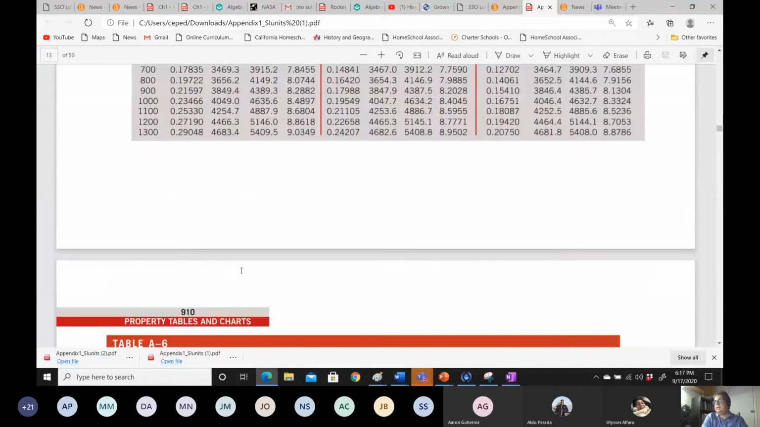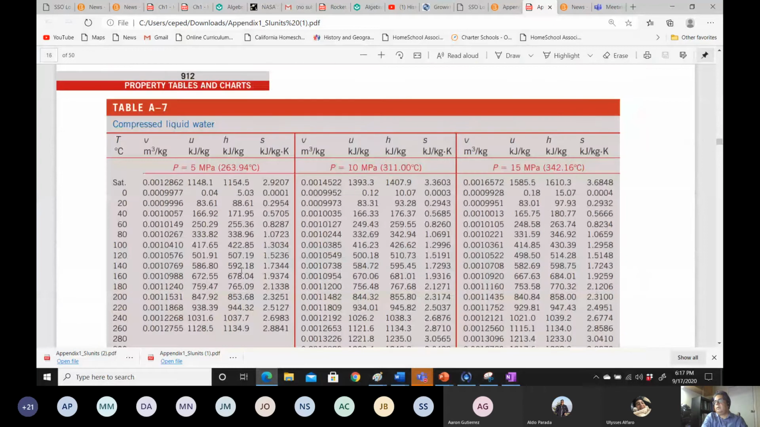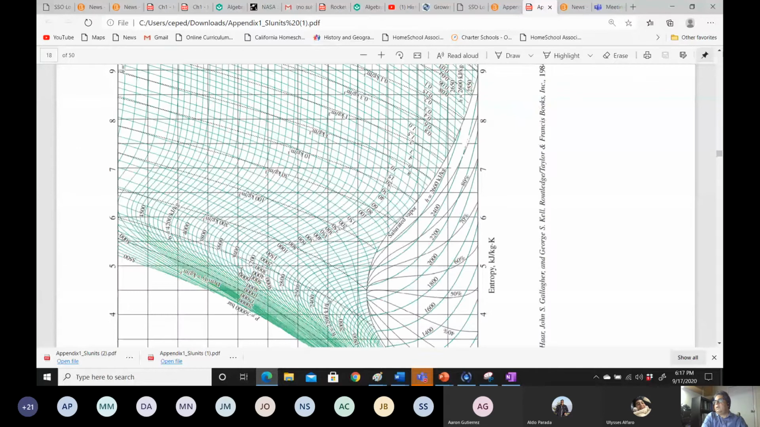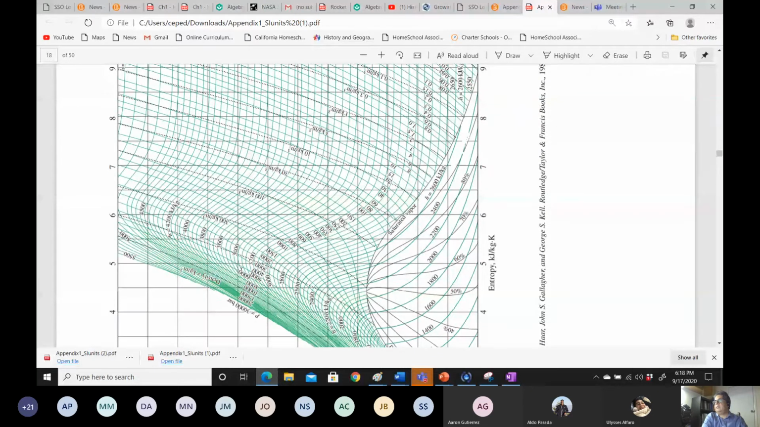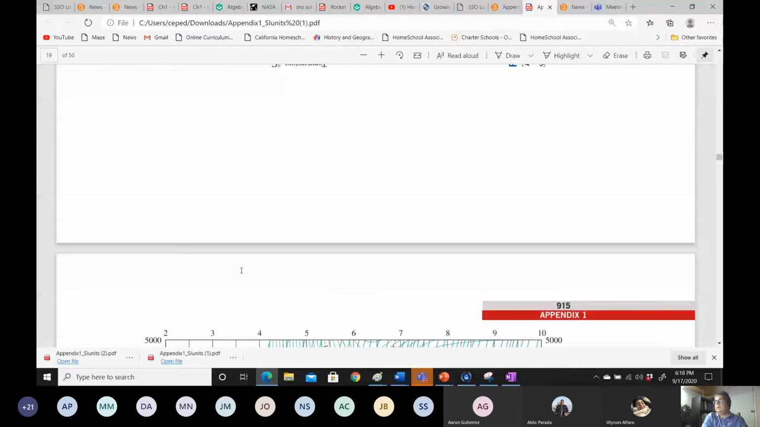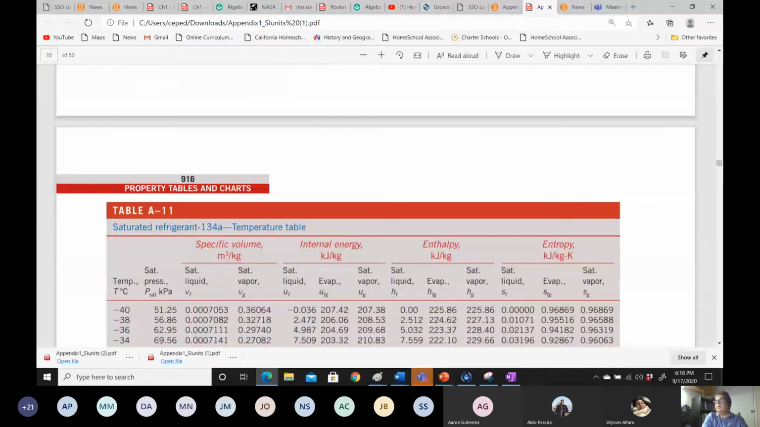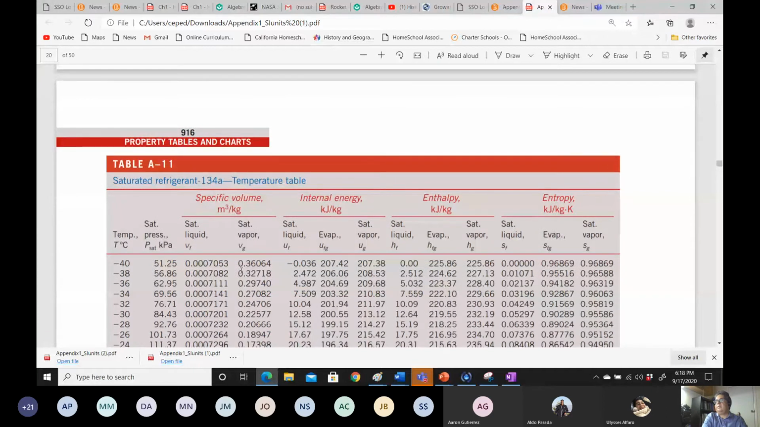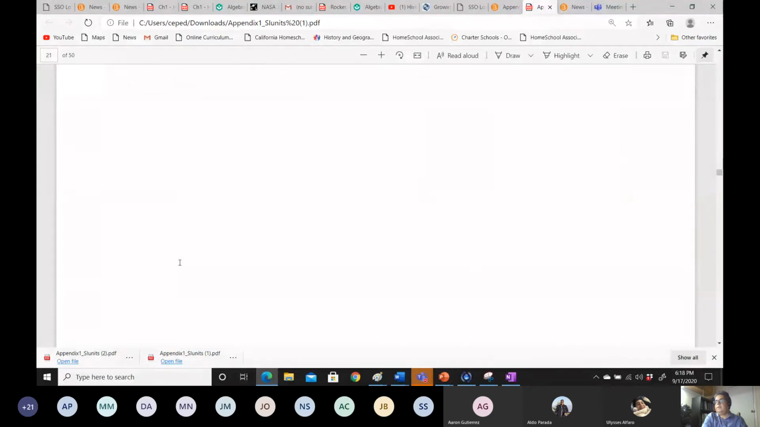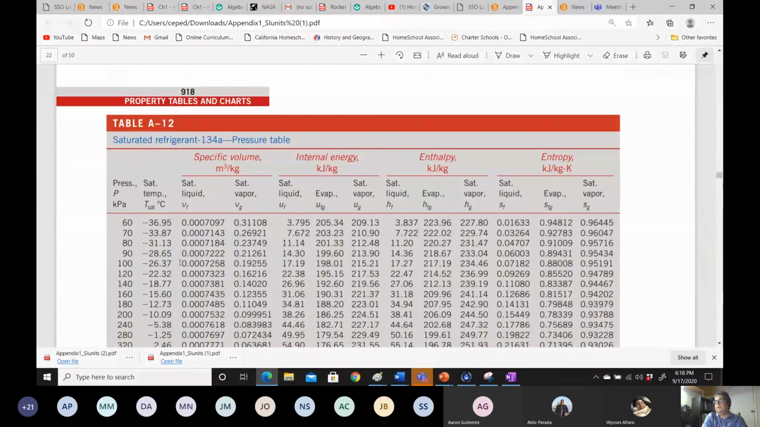So let's just go down. See here, these are the curves. For those that want to do these problems without tables and look at these old-fashioned curves instead, you're welcome to do that. Here we go. Saturated, so it's actually A11 that is the temperature one, but we want the pressure one, so it's A12. A11, A12. I have to go update the notes right now.